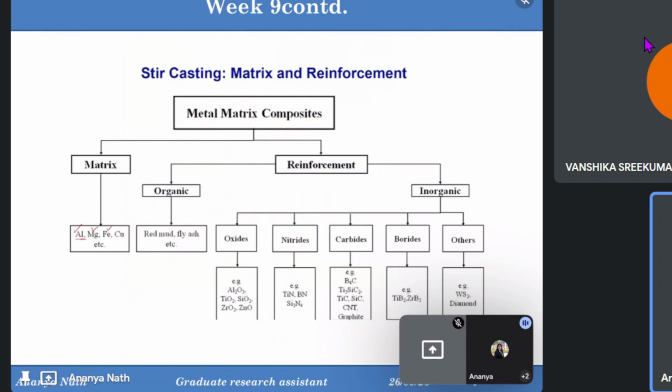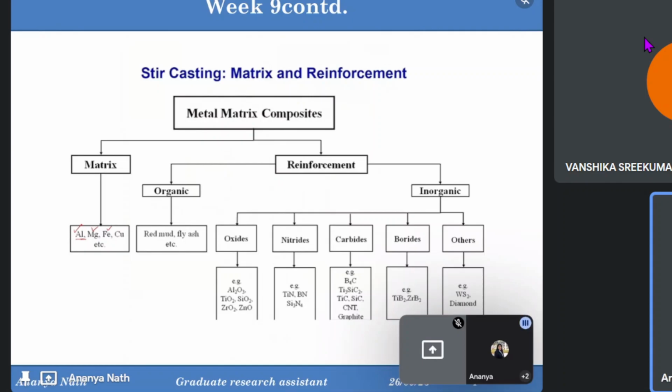These were some examples drawn in the class, that the matrix can be aluminum, magnesium, carbon, sorry, iron, copper. The reinforcement particles can be organic or inorganic. In case of organic, it can be red mud or fly ash, but in case of inorganic, it can be oxide, nitride, carbide, boride, or something else. Some popularly used reinforcement particles often mixed with aluminum alloys are TiC, titanium carbide, and silicon carbide. These two are the most commonly used ceramic reinforcement particles to make the metal matrix composite. Other than that, TiN, BN, Al2O3, and SiO2 are also mixed.